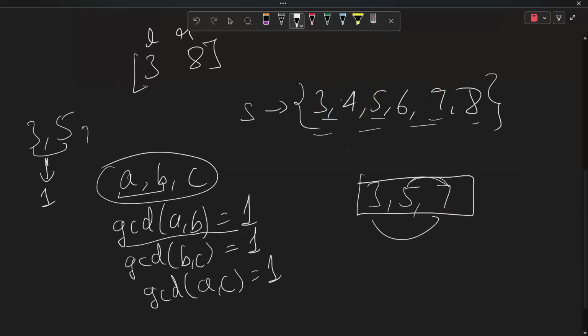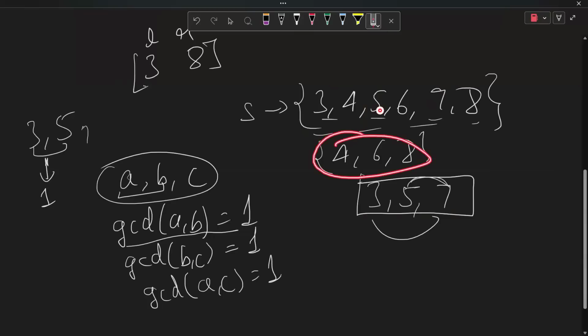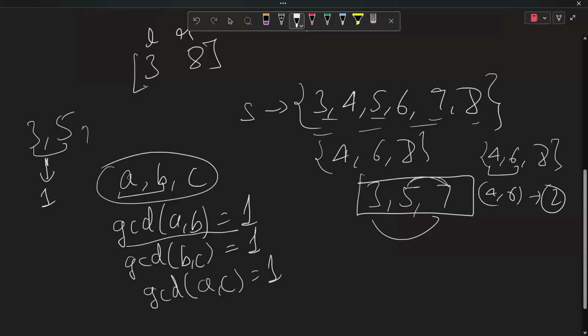Now, after this first operation you are left with 4, 6, and 8. To perform an operation again, you would have to pick 3 integers. Here you have only these 3 integers. Can you pick 4, 6, 8? No, you cannot pick them, because GCD of 4 and 6 would be 2. They are not co-prime with each other. GCD of 6, 8 would also not be 1. So if you pick 3, 5, 7, you can perform only one operation here.